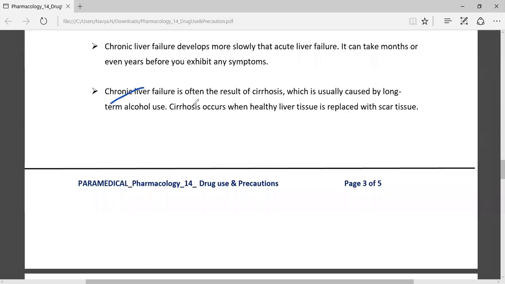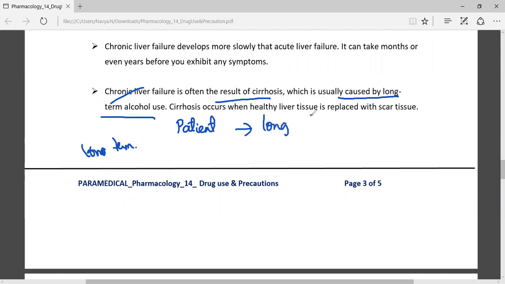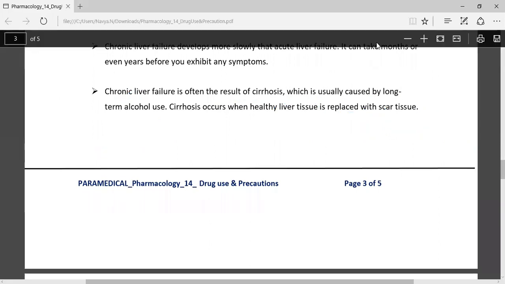And chronic liver failure is often the result of cirrhosis. This is usually caused by the long-term use of alcohol. If the patient consumes alcohol for the long term, it might occur. Cirrhosis occurs when the healthy liver tissue is replaced with scar tissue.